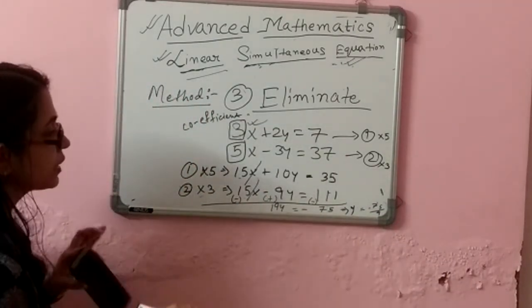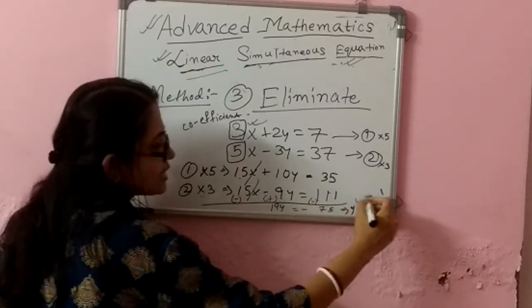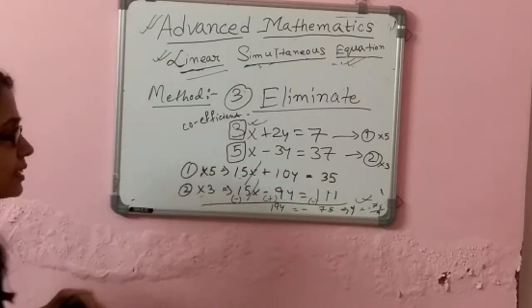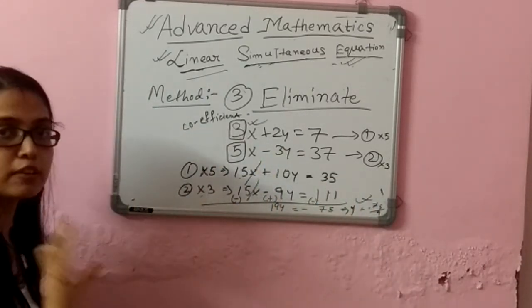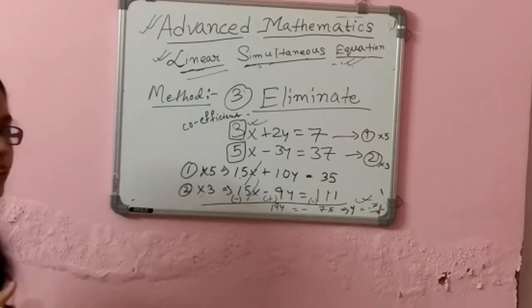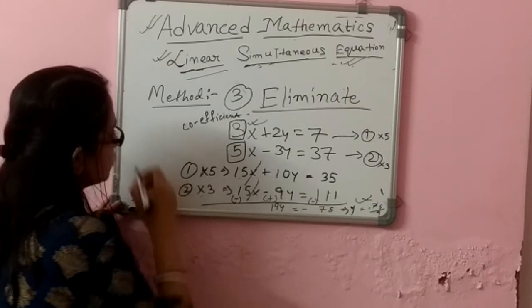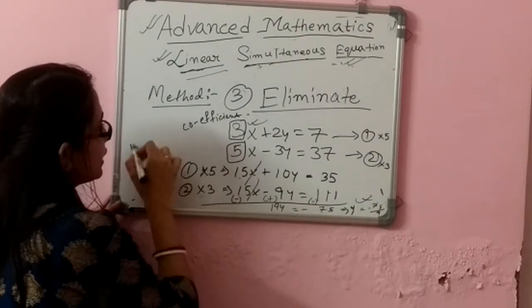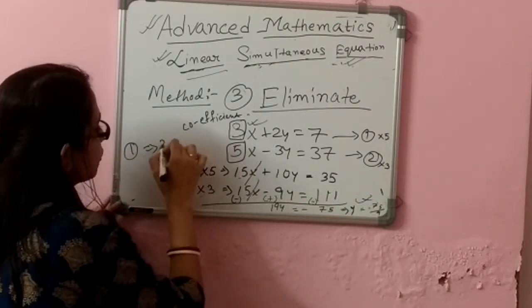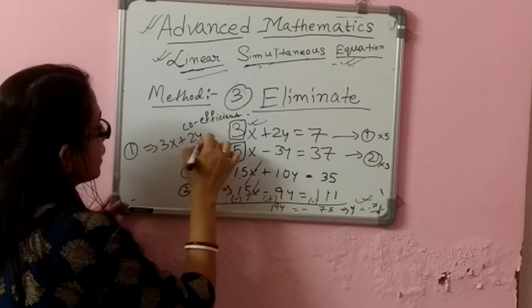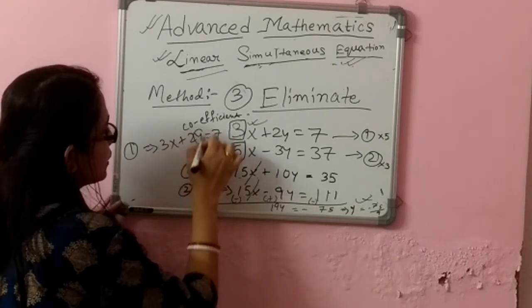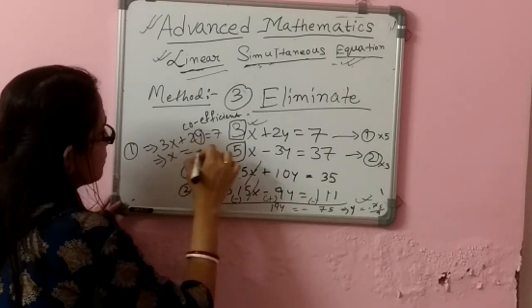So in this way, and the last step is similar for every method, is that we will find out the value of any variable, then we will put that value in the other variable part. So putting this value y in equation 1, what is equation 1? 3x plus 2y equal to 7. We will put the value here, and similarly we will get the value of x.